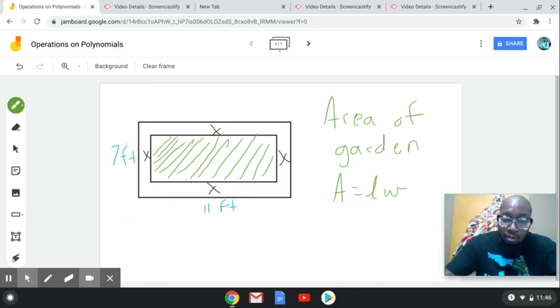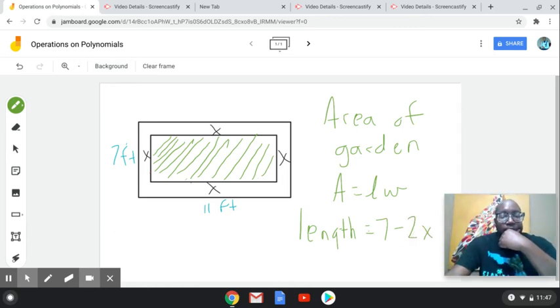So the length of the garden equals 7 minus 2x. Okay, 7 minus 2x. And like I said, the reason why is because I'm taking off a measurement of x on this side from this length and a measurement of x on this side from its length as well.